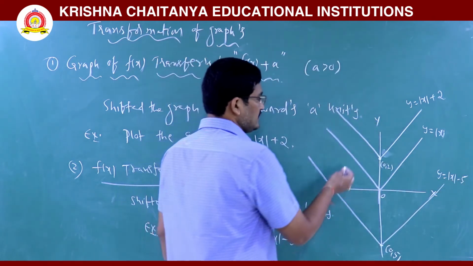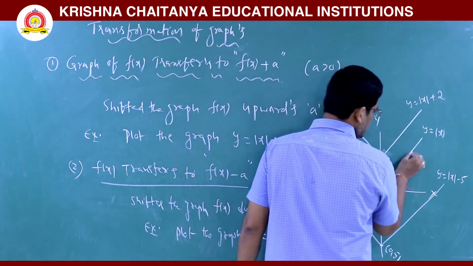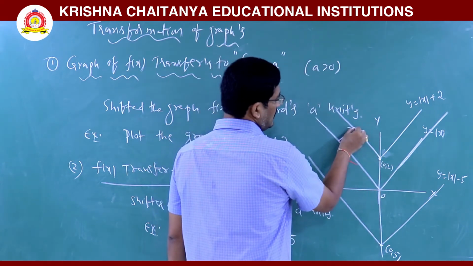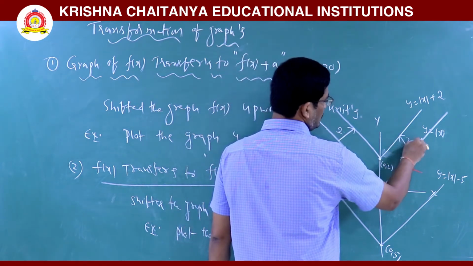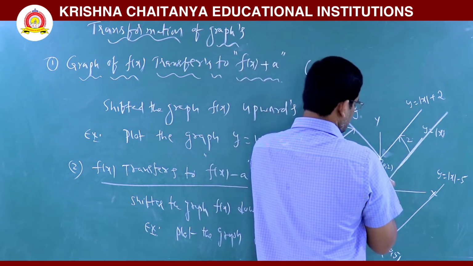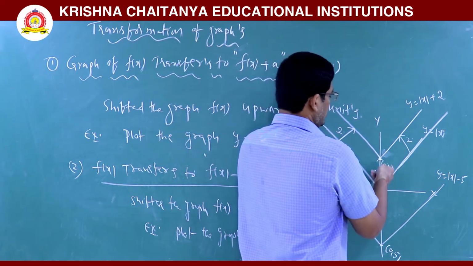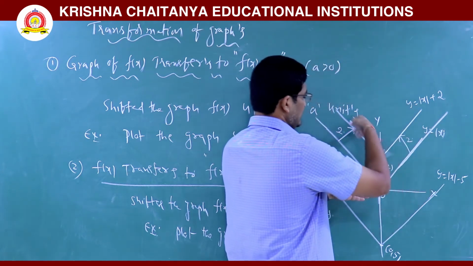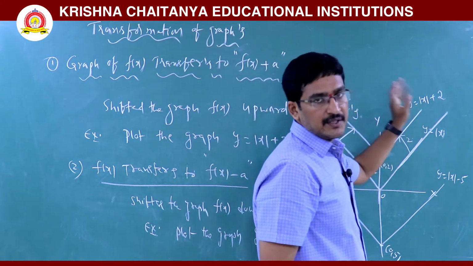Okay, in this one we have to shift the original curve, which is y equal to mod x, upwards 2 units. This is the original curve. We have to shift this curve upwards 2 units. Then this point comes to here. This is the line parallel to this one at a distance of 2 units, and this is the line parallel to this line at a distance of 2 units. So this one represents the curve y equal to mod x plus 2.